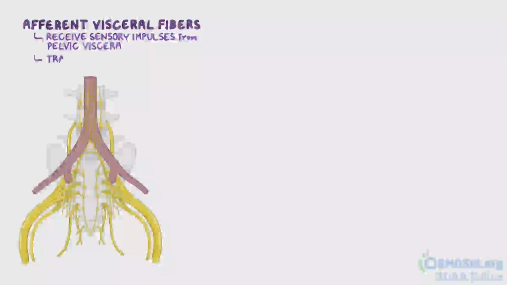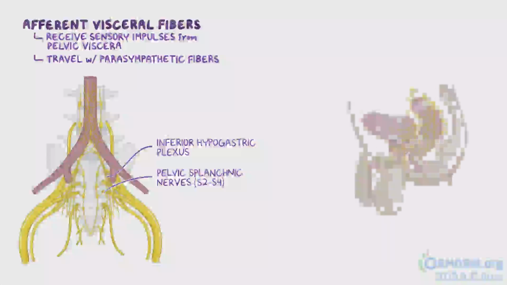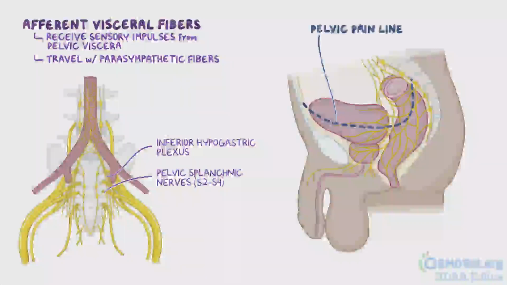Finally, there are the afferent visceral fibers, which receive sensory impulses from the pelvic viscera and typically travel with the parasympathetic fibers via the inferior hypogastric plexus and pelvic splanchnic nerves of S2 through S4. However, the course and the destination of these sensory fibers differ, and this depends on whether these fibers are sensing superior or inferior to an imaginary line called the pelvic pain line. This line corresponds to the inferior limit of the peritoneum that extends into the pelvic cavity, and pelvic organs can be either superior or inferior to this line.